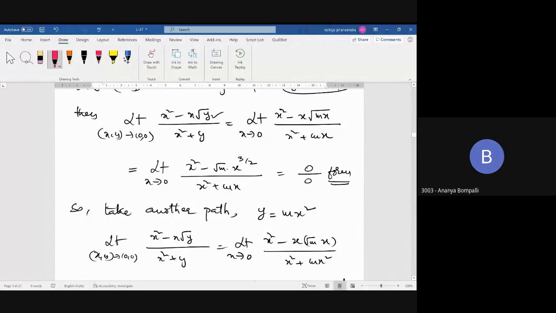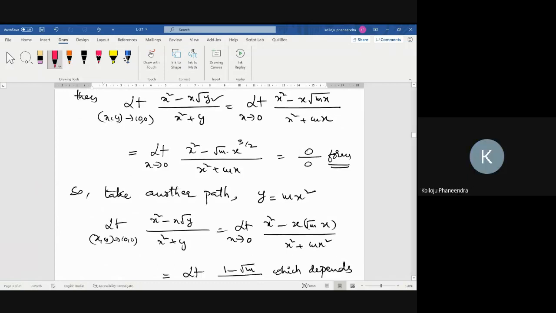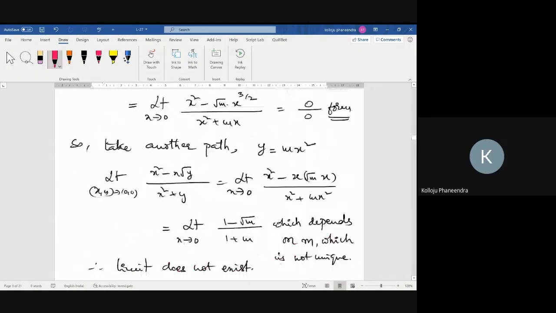Yes, sir. Okay. If it is not there, you can apply. 3 by 2 is there. Therefore, if I take the derivative, you will get negative powers, right?